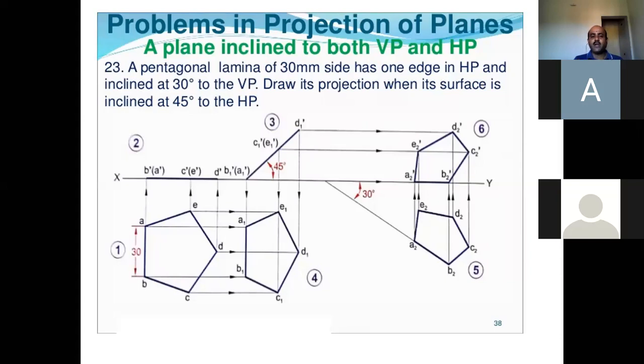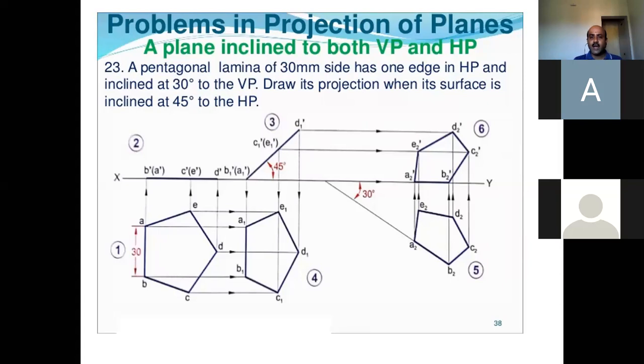Okay. So a pentagonal lamina of 30 millimeter side has one edge in HP and inclined at 30 degrees to VP. Draw its projection when its surface is inclined at 45 degrees to the HP. So what's happening here is the lamina is a regular pentagonal lamina. I already discussed in the class how to construct laminas. Two different methods have been discussed to construct a regular pentagonal lamina. Whichever method you are comfortable with, you can use that method and construct the lamina.